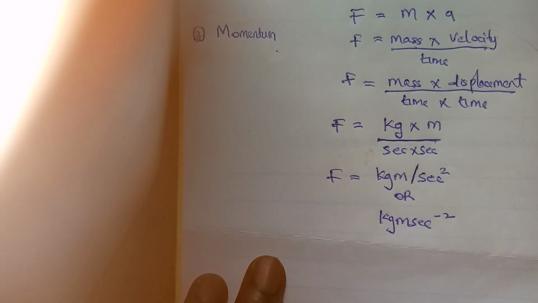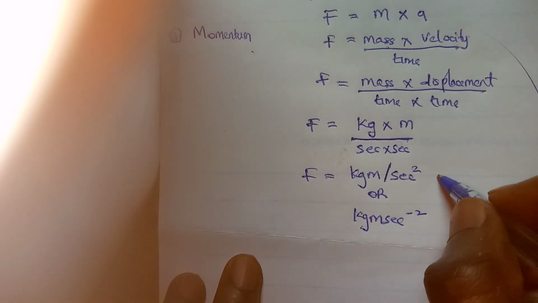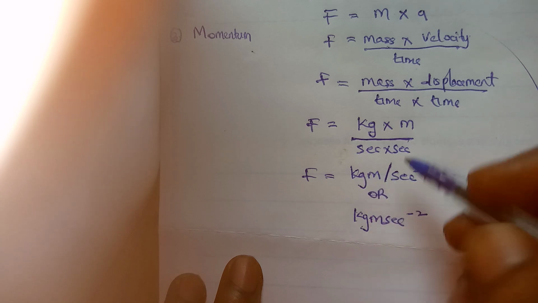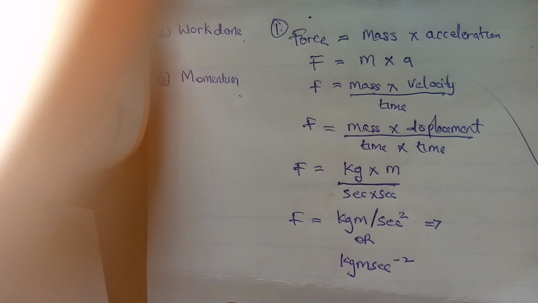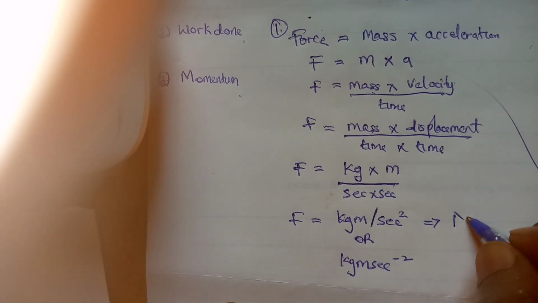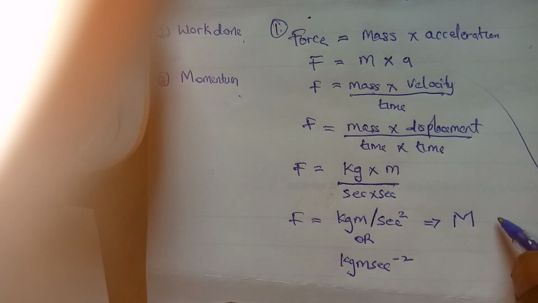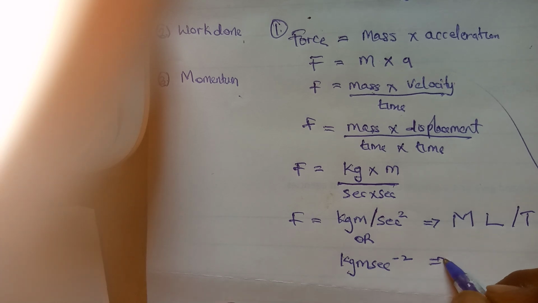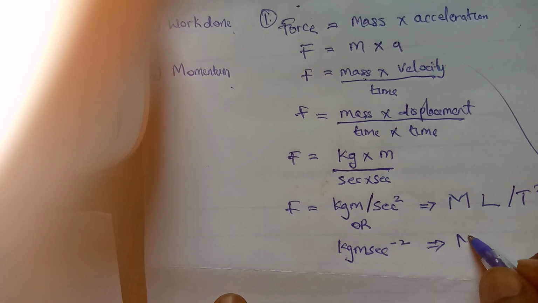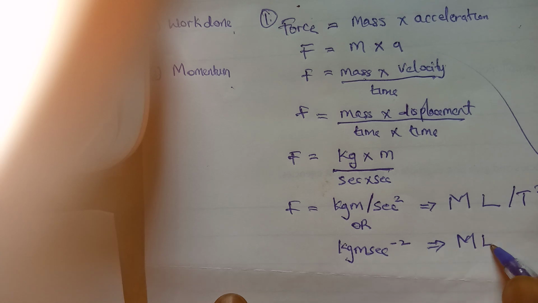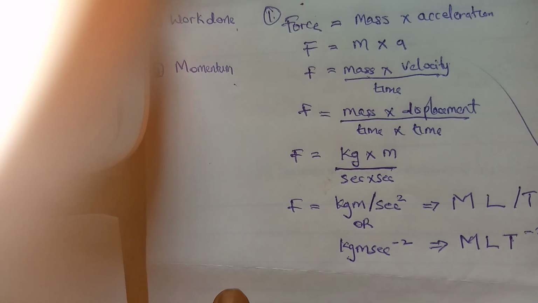If I now want to copy the dimension, anytime I have kg, I will change it to capital M, and meter to capital L, divided by T squared. I can write this one as capital M L T minus 2. I change the division to minus.